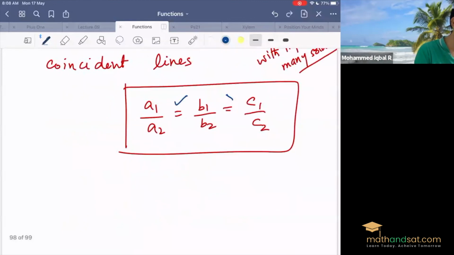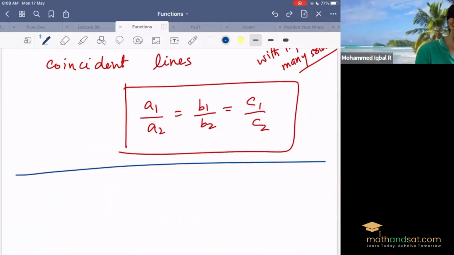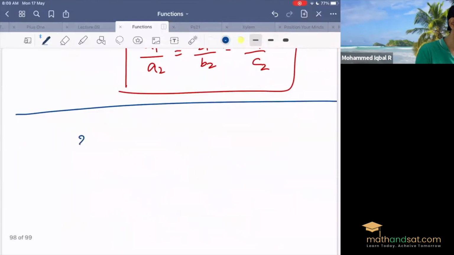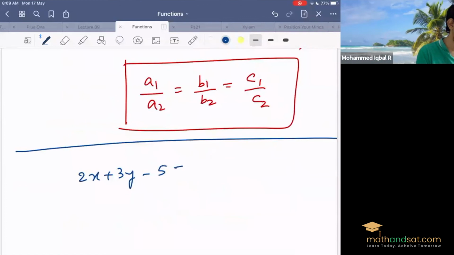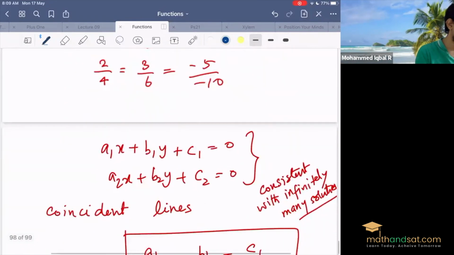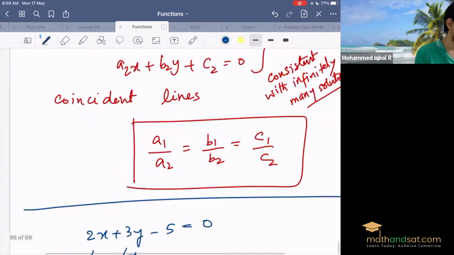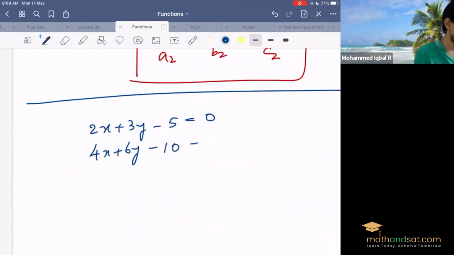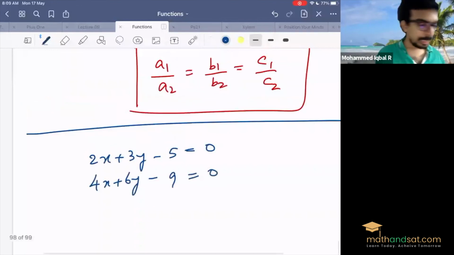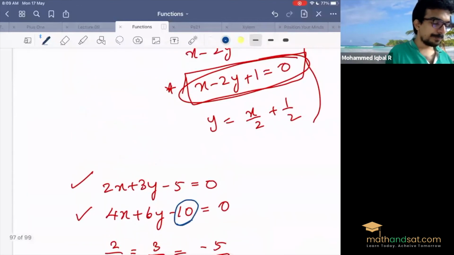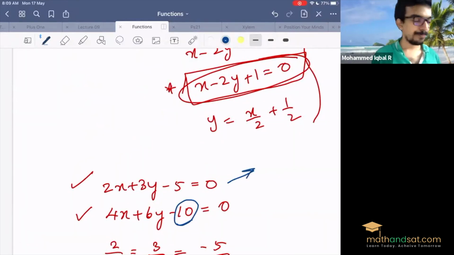So in the second case, we are going to consider these lines: 2x plus 3y minus 5 is equal to 0, and 4x plus 6y minus, no, not minus 10, I'm going to take minus 9, is equal to 0. Now tell me, in the first equation, what is the slope?